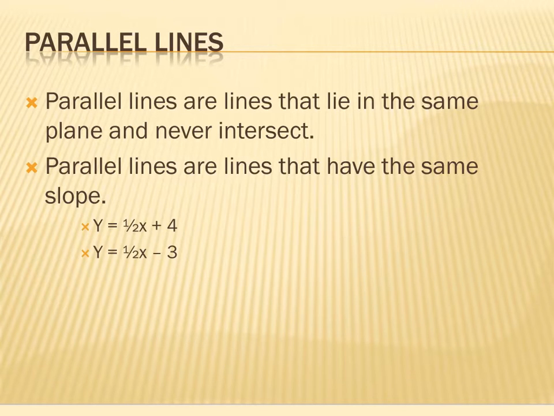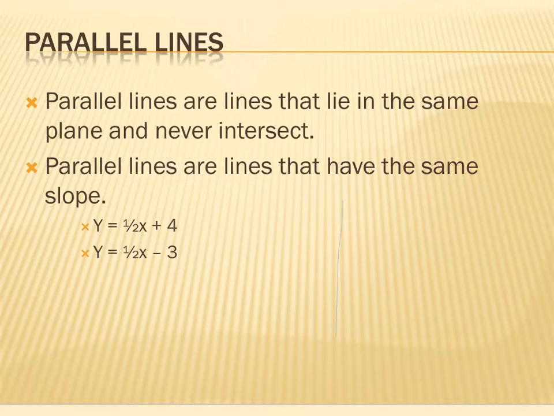Parallel lines are lines that have the same slope. That's important, because I don't care what the y-intercept is. So if we take a look at the examples below, I don't care what the y-intercept is. And again, I expect that you know what that is by now. If the slope is the same, the lines are parallel. So that's really important. And what that looks like if you're going to graph something like that.